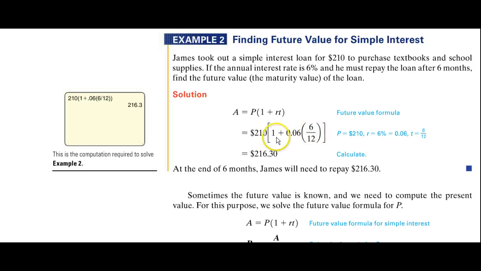Then add 1 to it, get a value here, then you would multiply it by $210. Now in MyMathLab, as you're doing your homework, you need to be careful because they're going to be very sensitive about what you put.